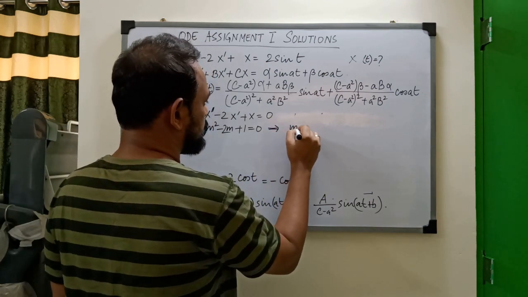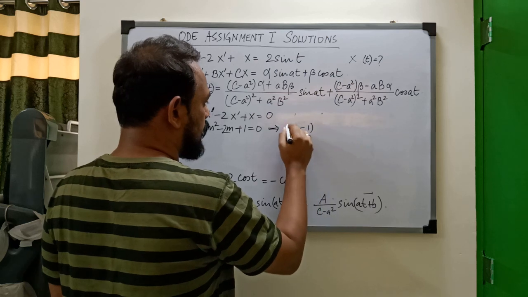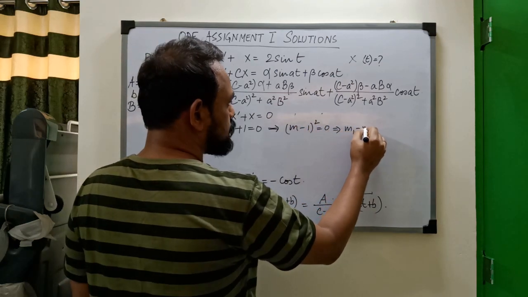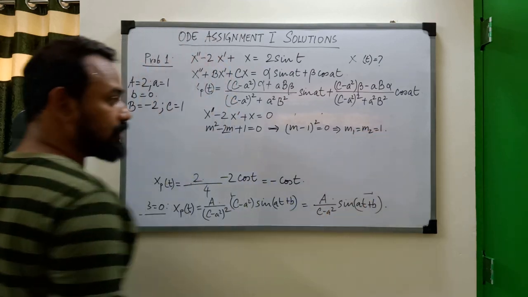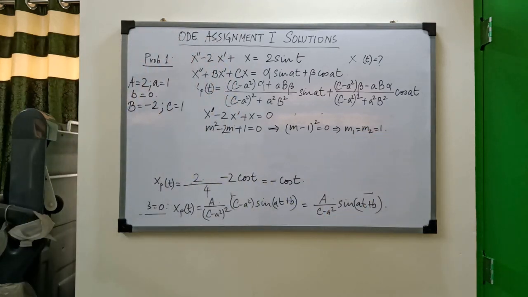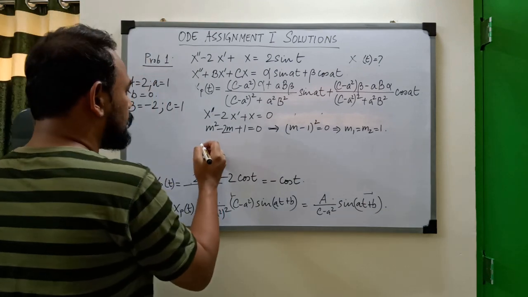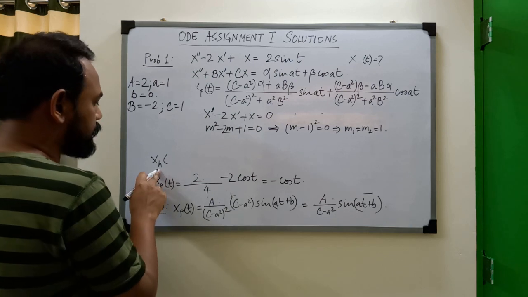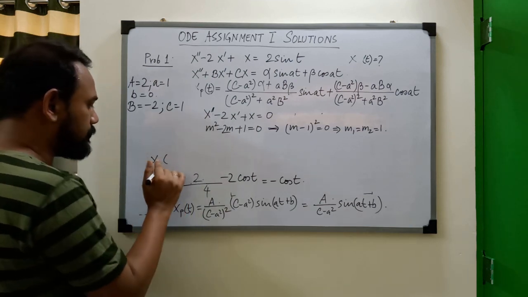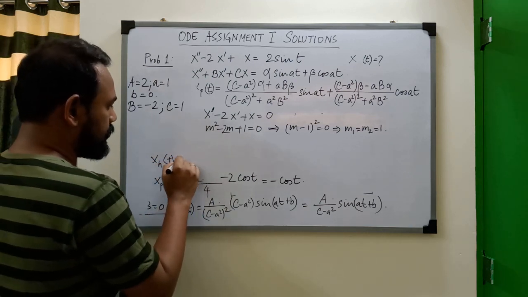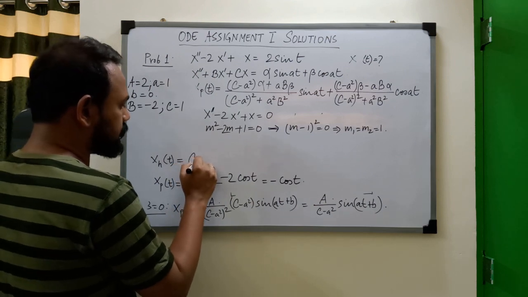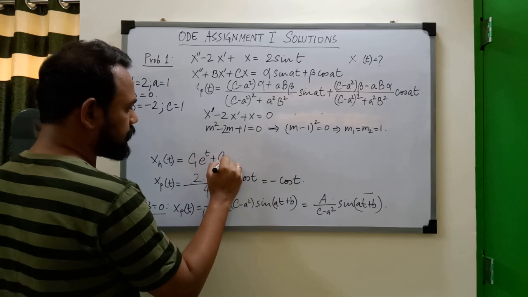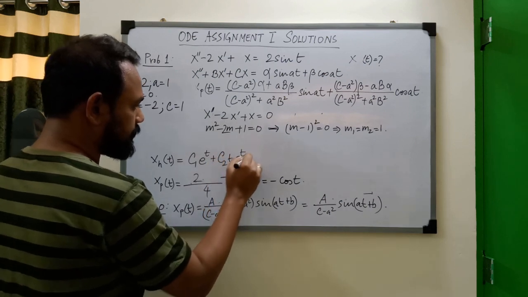This really gives you (m minus 1) whole squared equals 0. So the two roots m1 and m2 are the same. This really is the case of resonance. Okay, they're the same. So therefore, the complementary function, which I'll write as h for the homogeneous, a solution of the homogeneous form, is just some constant c1 e to the power t and another constant c2 t e to the power t.